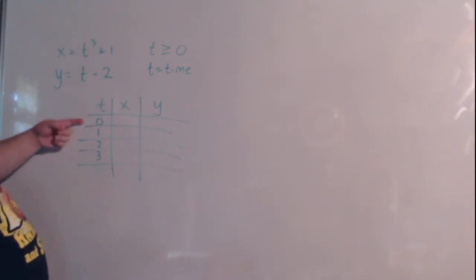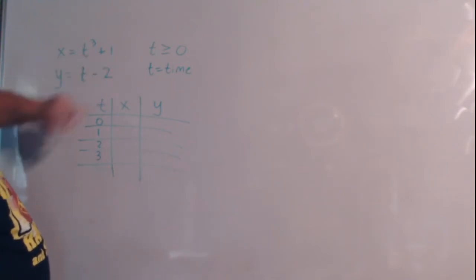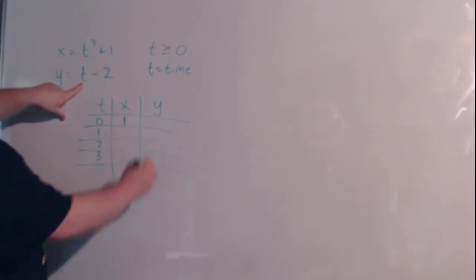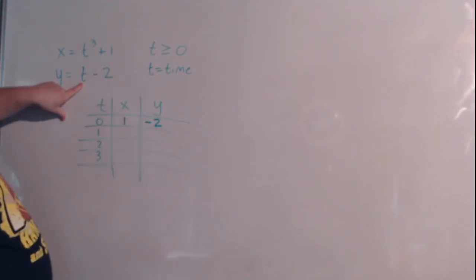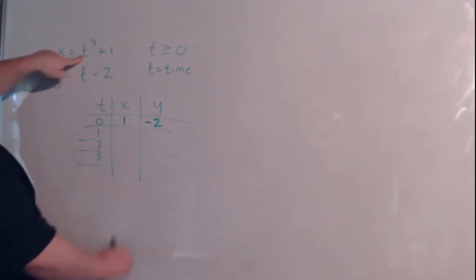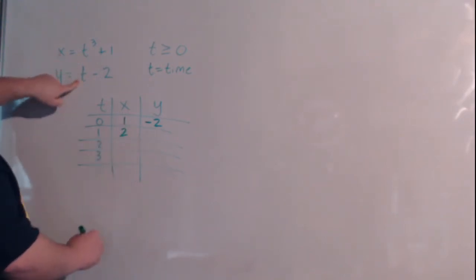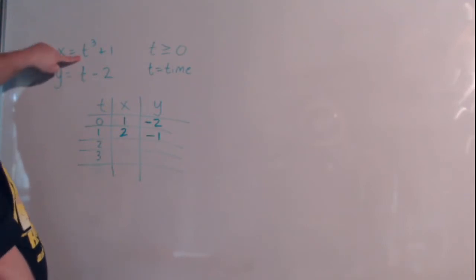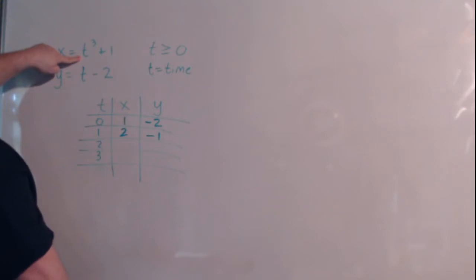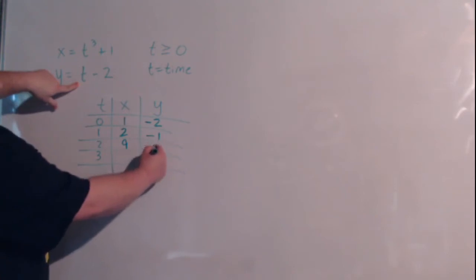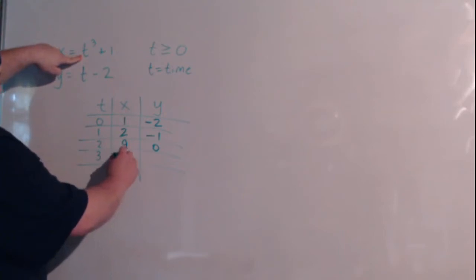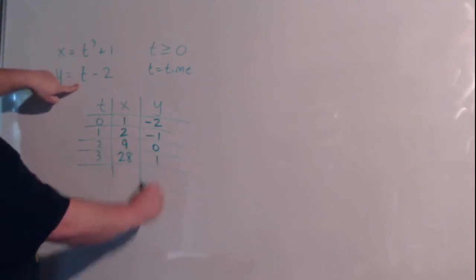Okay, so when I plug in 0, 0 cubed plus 1, well, that's just 1. And for y, if I plug in 0, I get negative 2. Plug in 1 for both. 1 cubed plus 1 is 2. 1 minus 2 is negative 1. Plug in 2. 2 cubed is 8 plus 1, 9. 2 minus 2, 0. 3 cubed is 27, so this is 28, and this is 1.